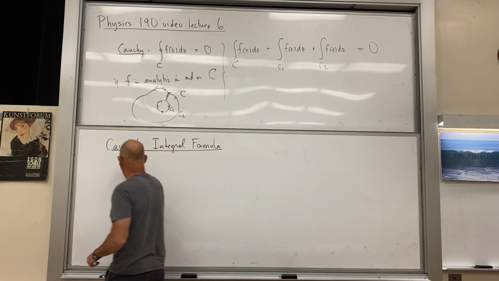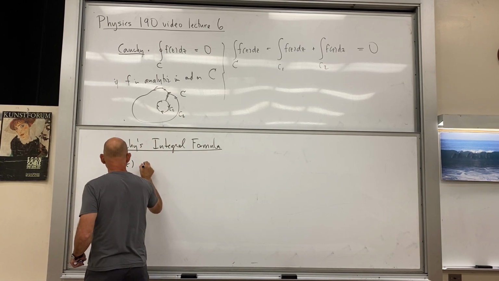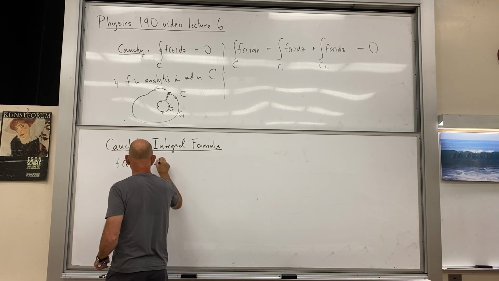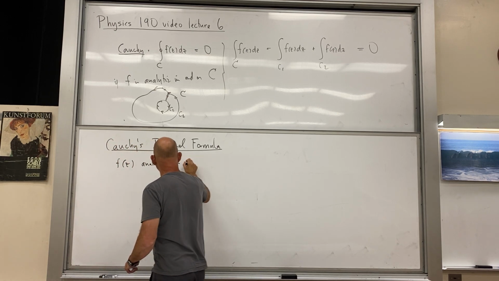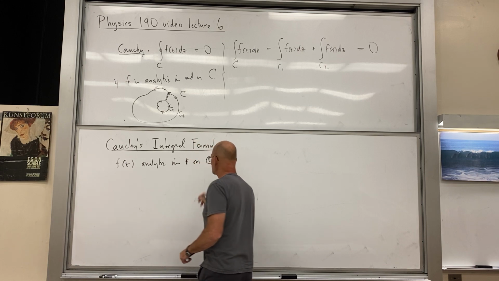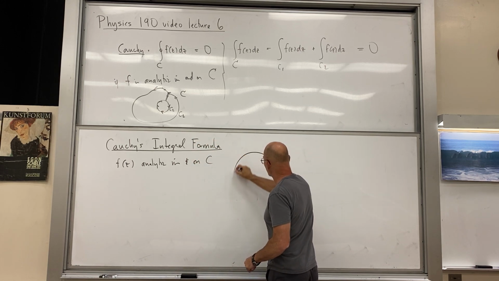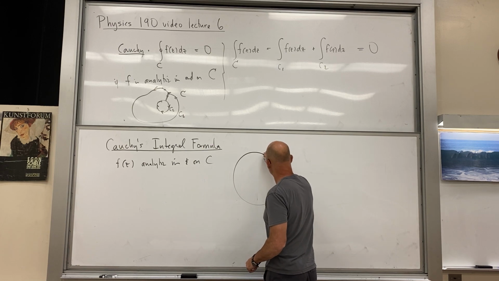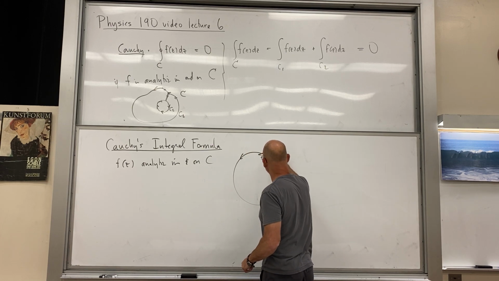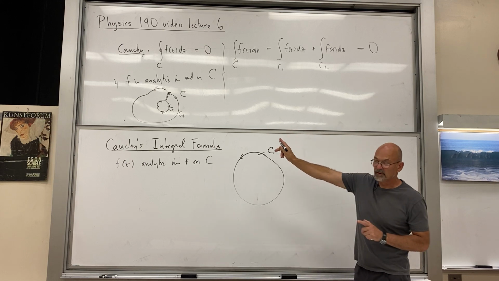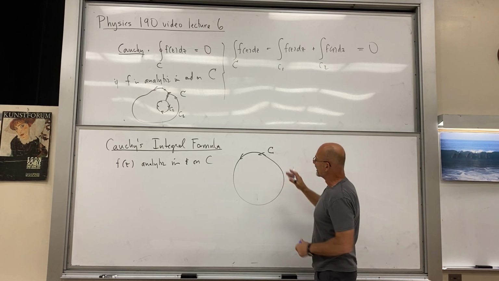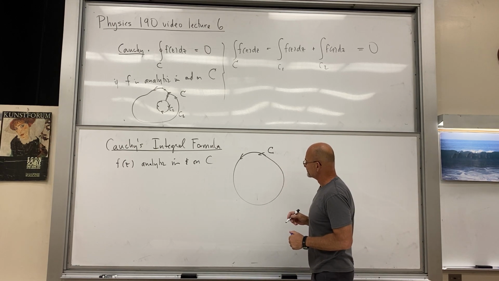So yeah, f of z analytic in and on the contour C. And so when I say in, I mean in the inside of this region here. And there's our contour C. So we're really doing something similar to this, but analytic in and on C.